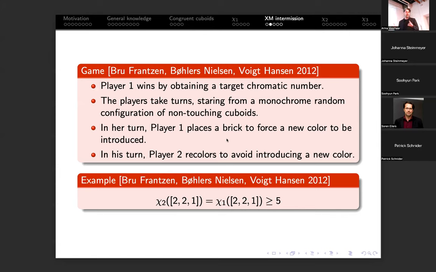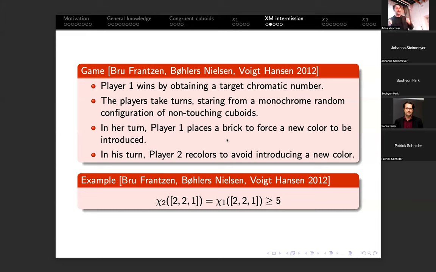The way it works is that player one will keep adding bricks to force a new color to be used. If you play for a while and you have a bunch of colors, maybe three colors, then if player one can find a place to put a new brick that touches all the three colors, this is a candidate for forcing the chromatic number up to 4. Player two will just use the built-in algorithm for finding chromatic numbers and efficient coloring of graphs built into Maple to recolor, right?